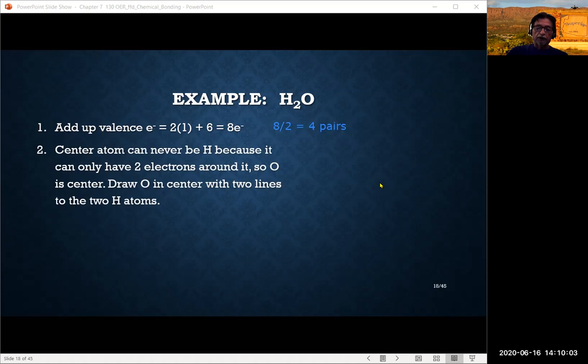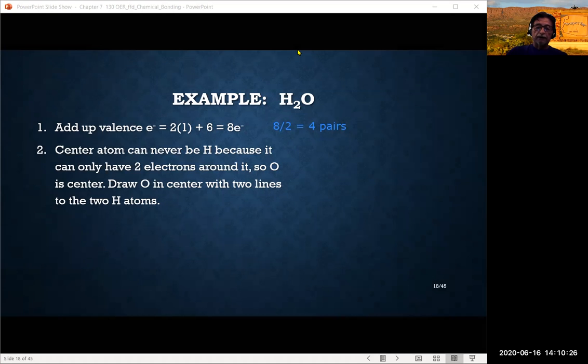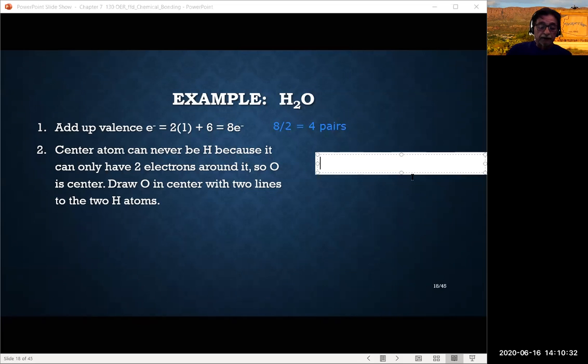All right, so I have 4 pairs to work with. I draw the central atom, in this case oxygen, and very quickly, because I'm given the structure H2O, that tells me that the hydrogens are bonded individually to the central atom. So I put the 2 hydrogens bonded to oxygen. I can say hydrogen, a single line, oxygen, a single line, and hydrogen.